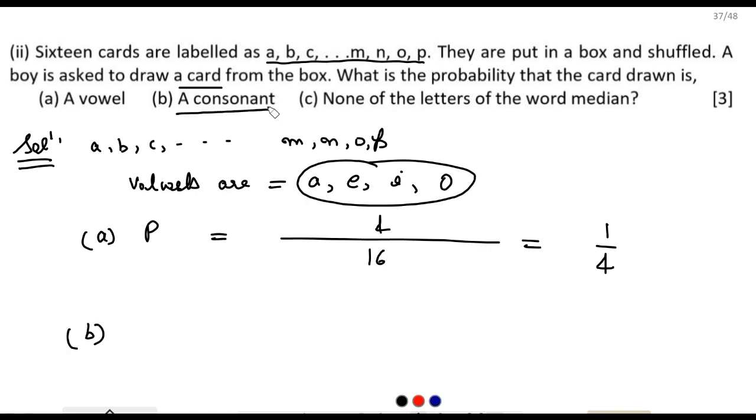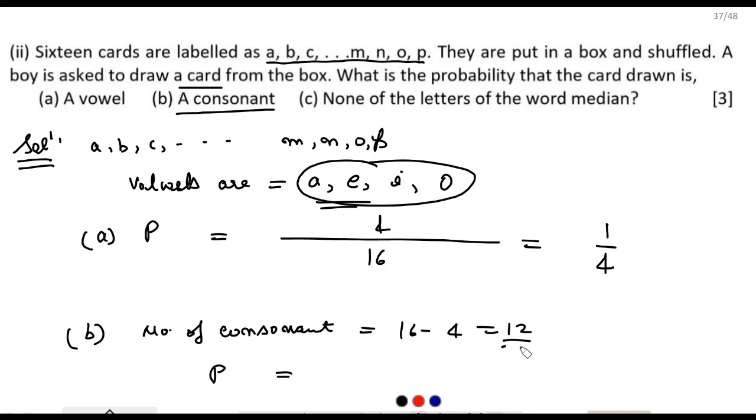Second, we have to find probability of getting a card having consonant. Now, number of consonants among these letters: total cards are 16, 4 are vowels, it means consonants are 12. Then getting a consonant on card, number of favorable cases 12 and total number of cases are 16. Probability is 3 by 4.